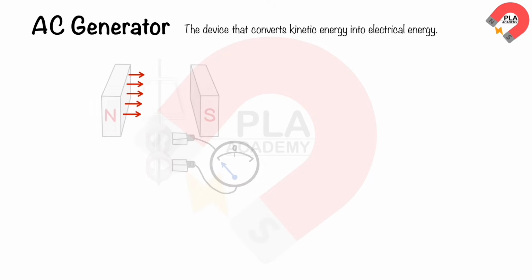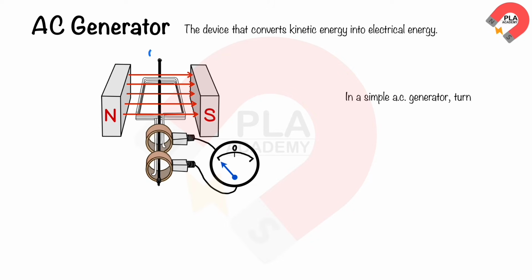The AC generator is a device that converts kinetic energy into electrical energy. It is used in power stations to generate electricity that is transmitted to houses and industries. The simple AC generator is based on the principle of electromagnetic induction. Further information on this principle can be found in section 4.5.1.